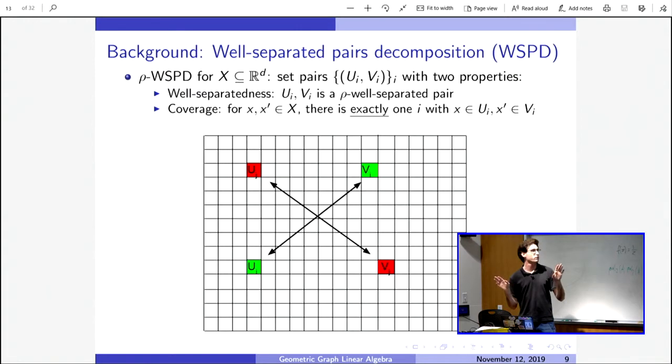One naive way of making a well-separated pairs decomposition is to make a separate pair for each pair of elements. But this is a pretty dumb decomposition because there are n-squared pairs. It would be better if we had a near linear number of pairs. That's the goal here.